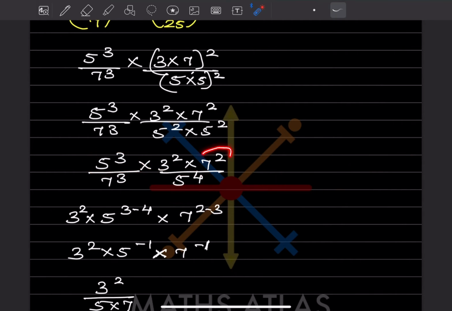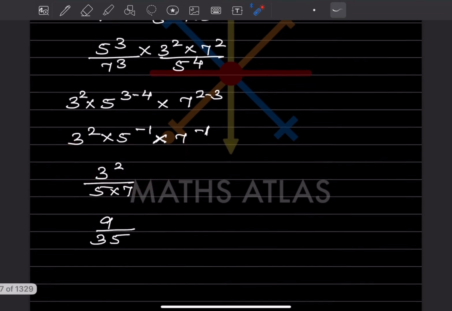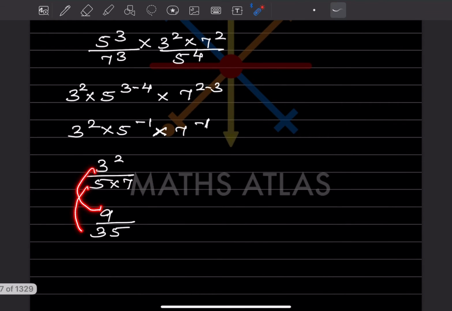Then for this part, 7 raised to 2 minus 3. So this is going to be 5 raised to minus 1 and 7 raised to minus 1, which is 1 by 5 and 1 by 7. So 9 divided by 35.